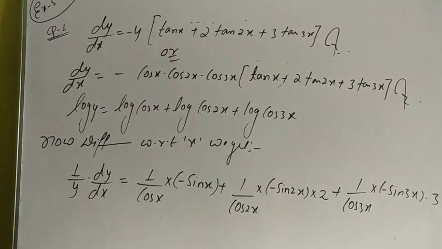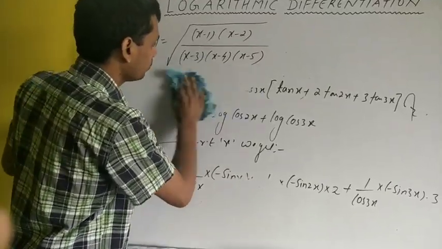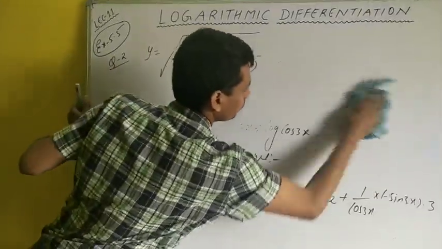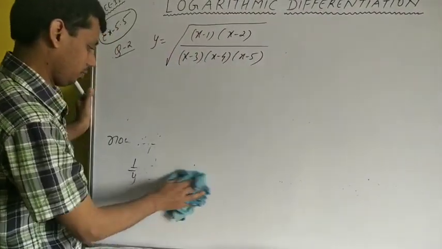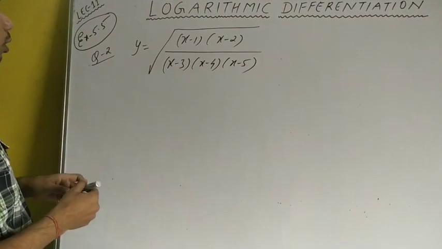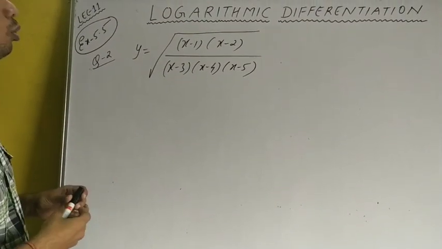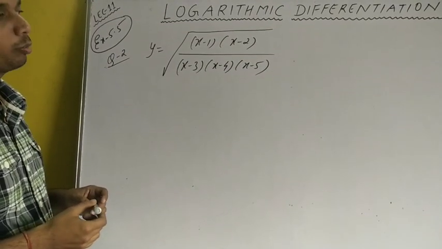Now let us start with question number 2. We have to differentiate y is equal to root over x minus 1, x minus 2 upon x minus 3, x minus 4, x minus 5.